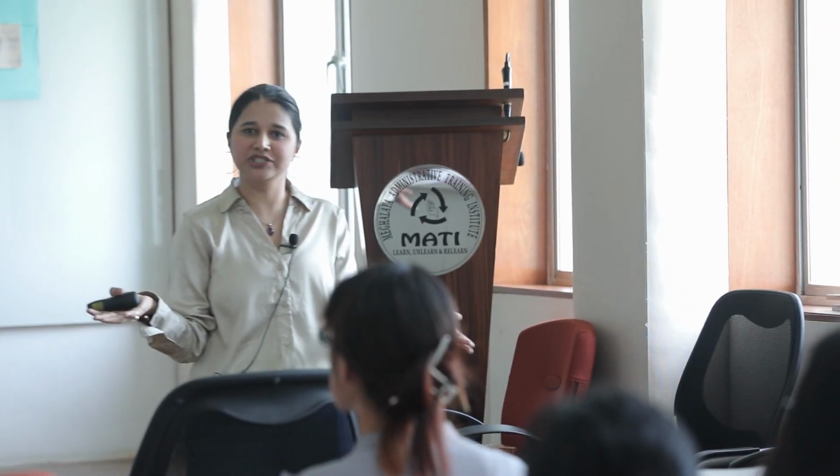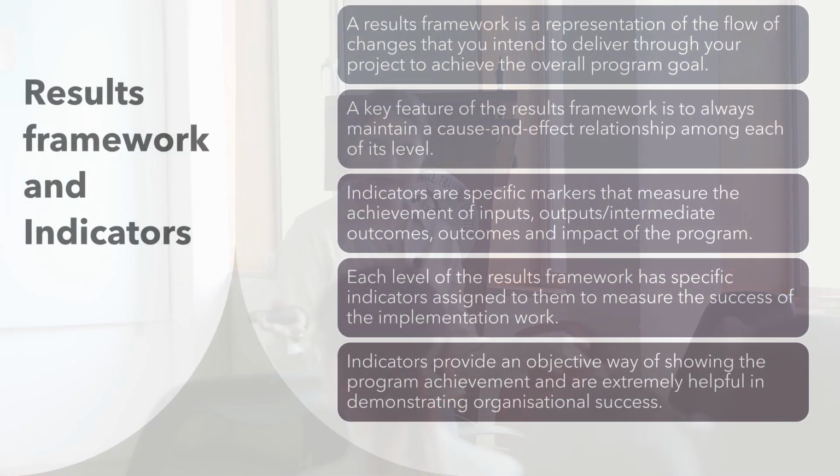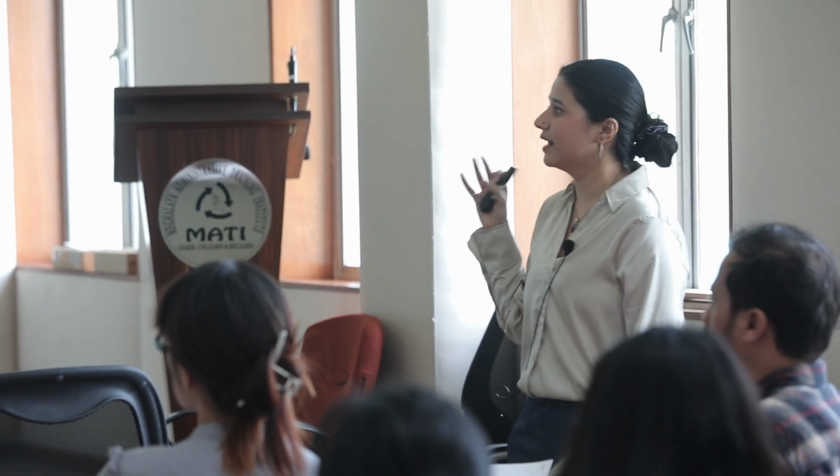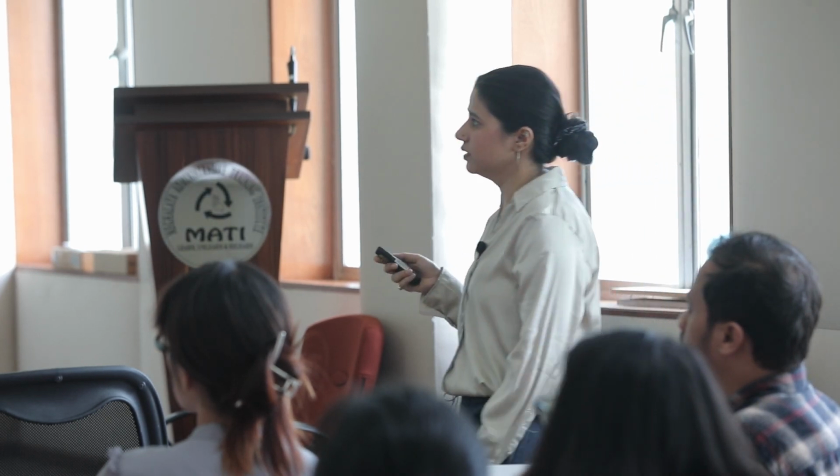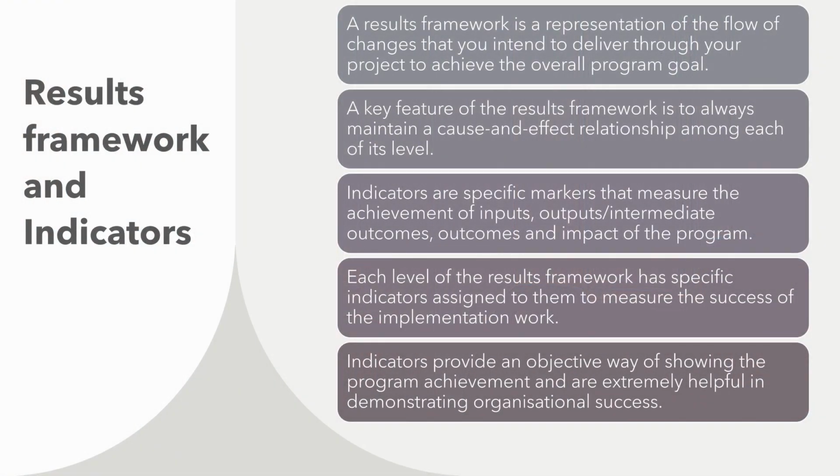A key aspect of a results framework: if I want to measure anything, I need to have an indicator. I need to put down what I want to measure. My indicator is what I want to measure, what information I want to get. And indicators are therefore the markers for the representation of my change. My change can be an output, an outcome. So I need to have a representation of each level of my theory of change through my results framework. Now, every level will have its own specific indicators.